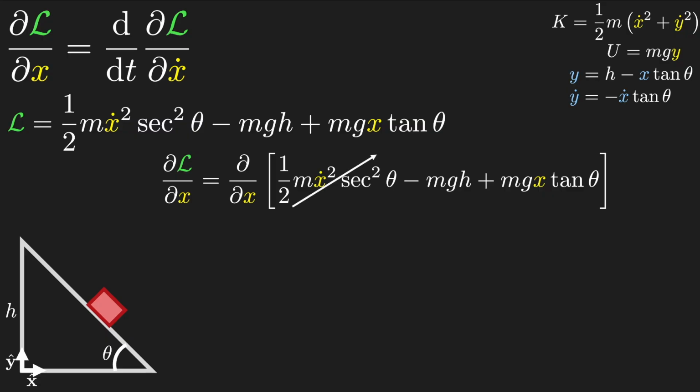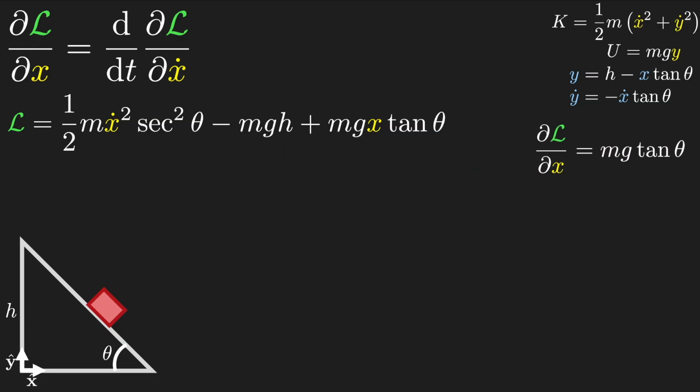What about the second term, mgh? Well, that's just trivially a constant, and so it'll also be cancelled out. The last term does depend on x. We have mg x tan theta. So that means that when we differentiate, we'll be left with mg tan theta. Great, we figured out half of the puzzle.